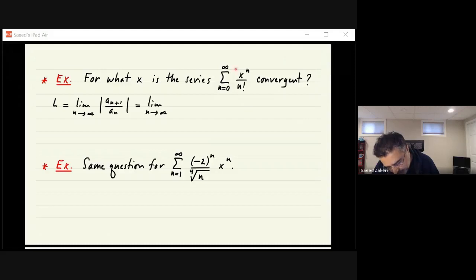So when I put absolute value around this, it's just putting absolute value around x to the n, which is the same thing as absolute value of x to the power n. And n factorial doesn't need absolute value because it's already positive. So absolute value of an plus 1 will be absolute value of x to the power n plus 1 over n plus 1 factorial. That's like the top of this fraction, absolute value of an plus 1. And then instead of dividing it by absolute value of an, I multiply it by the reciprocal of it, which is n factorial over absolute value of x to the n.